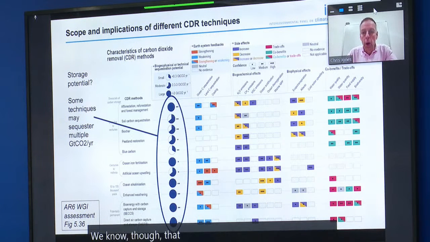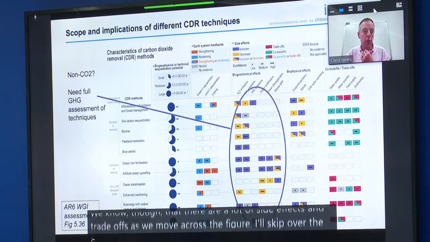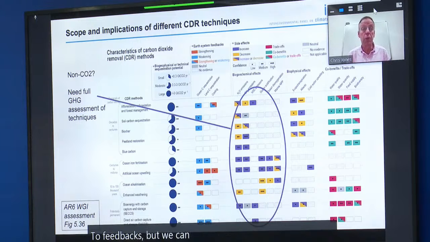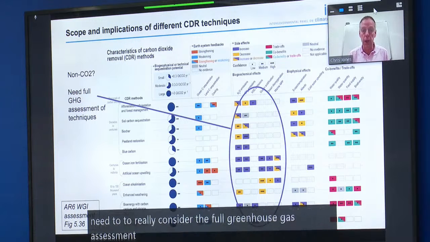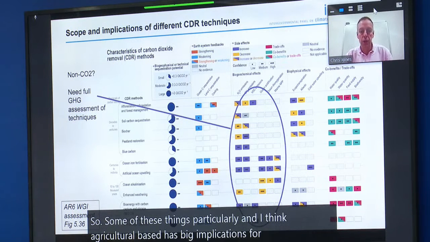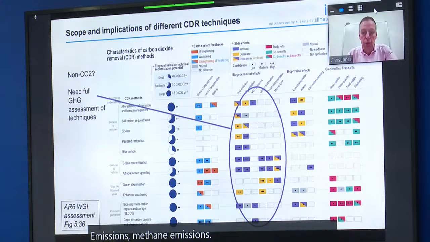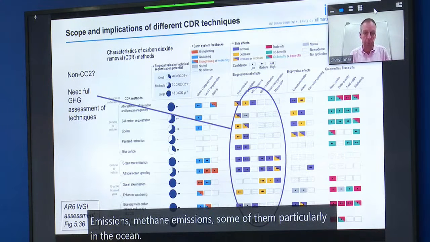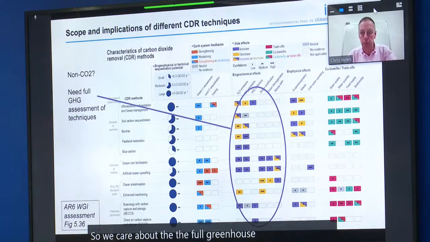We know, though, that there are a lot of side effects and trade-offs. So as we move across the figure, I'll skip over the Earth system feedbacks. But we care about non-CO2 as well. So we need to really consider the full greenhouse gas assessment of all of these techniques. So some of these things, particularly anything agricultural-based, has big implications for things like fertilizer use, nitrogen emissions, methane emissions. Some of them, particularly in the ocean, have impacts via the ocean biogeochemistry as well. So we care about the full greenhouse gas budgeting.